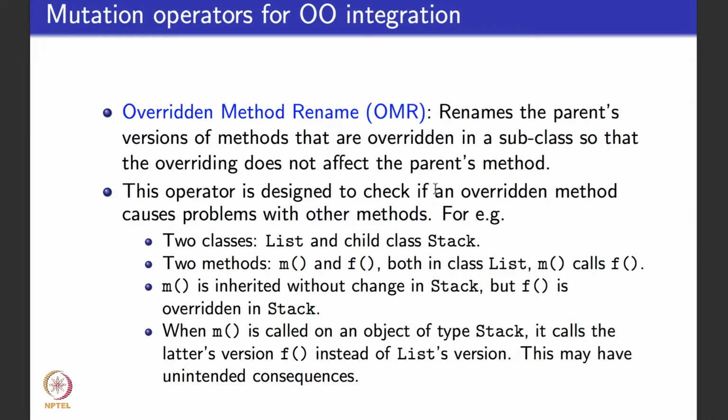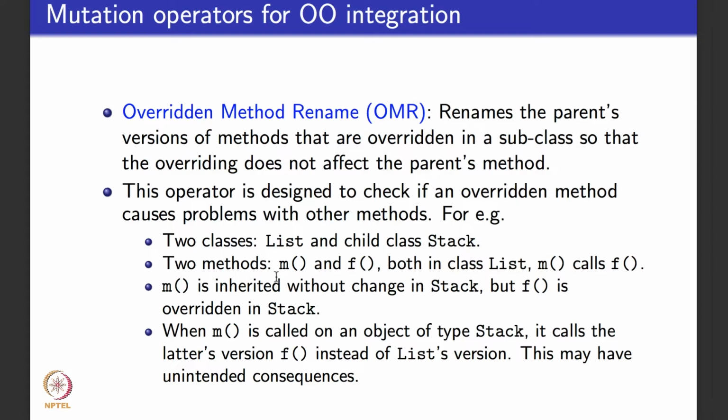What is this operator designed to check for? This mutation operator basically checks if an overridden method actually causes problems with other methods. So here is an illustrative example. Let's say there are two classes called list and stack. List is the parent class. List has a child class called stack. Maybe list is a list operations and stack is one of the ways of implementing a list, whatever it is. So there are two classes, list parent class and its child class called stack.